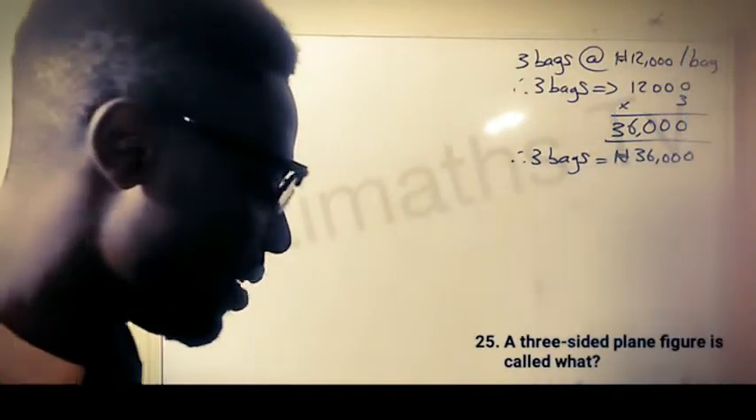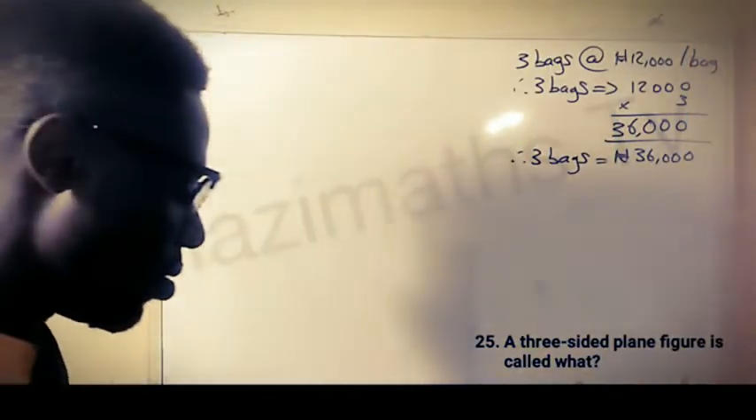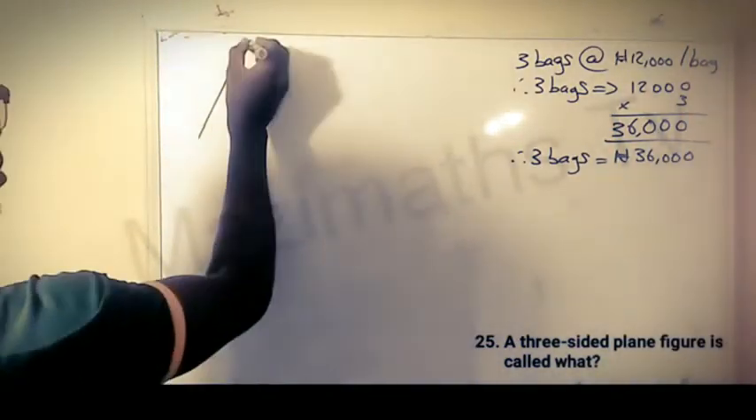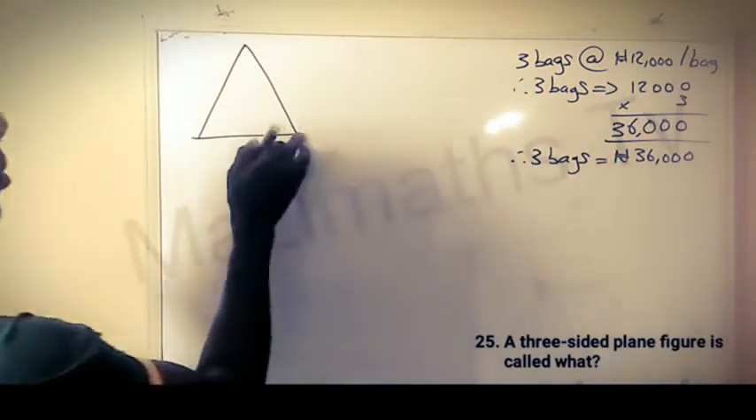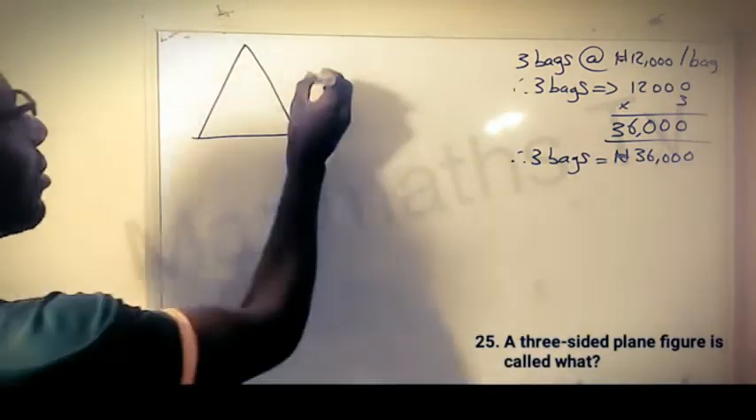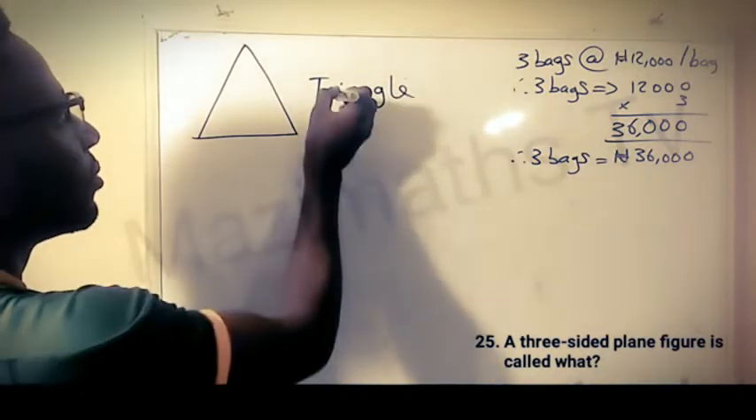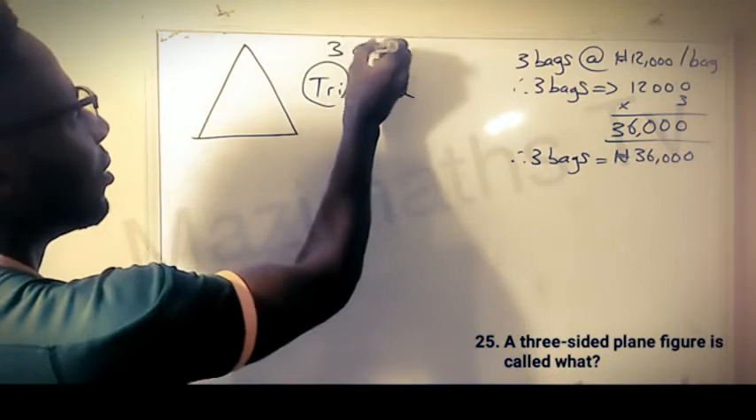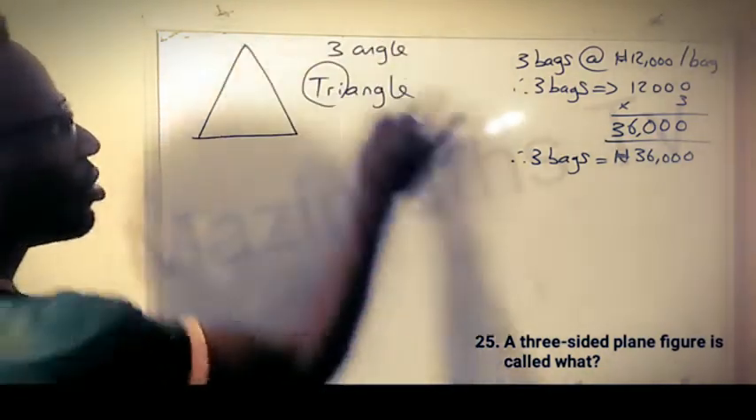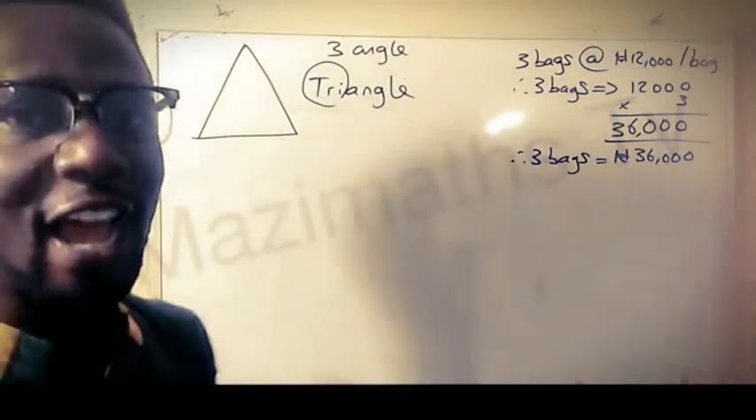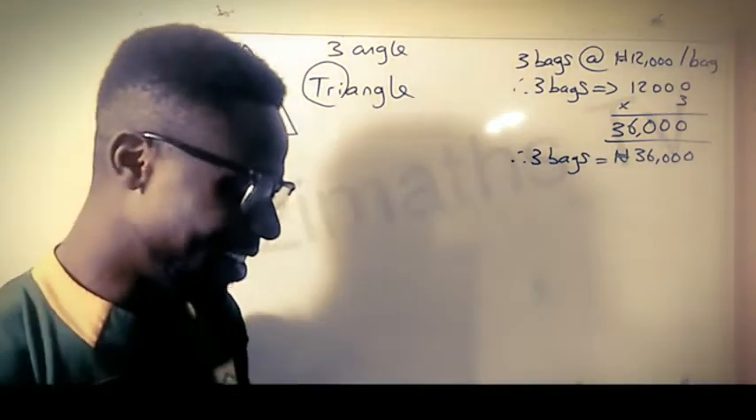25. A 3-sided figure is called what? This is a 3-sided figure. Yes, a shape that has 3 sides is called a triangle. Triangle means like 3 angles. Okay, so join together now we have a triangle. So that is just that. That is that about that.